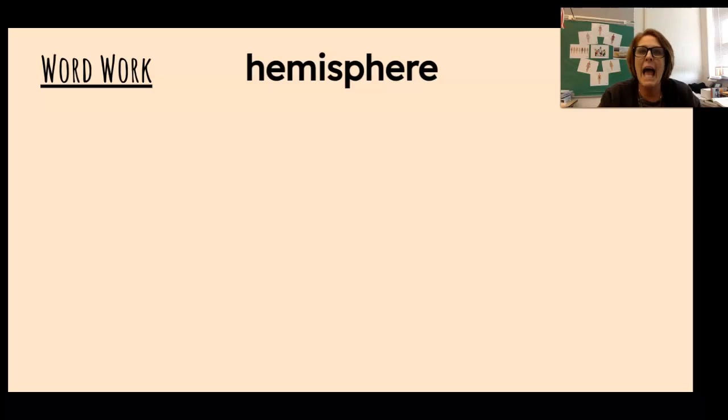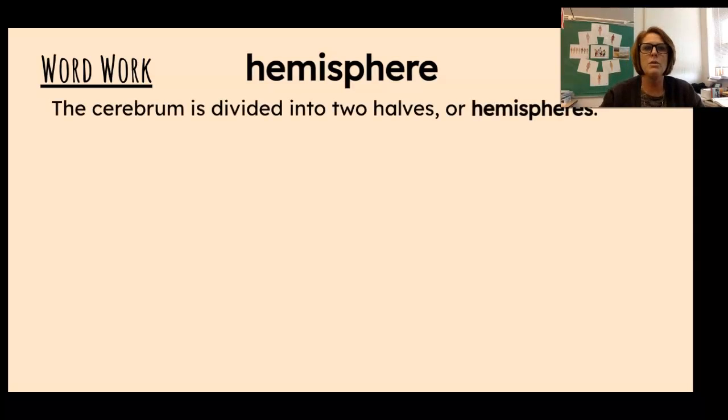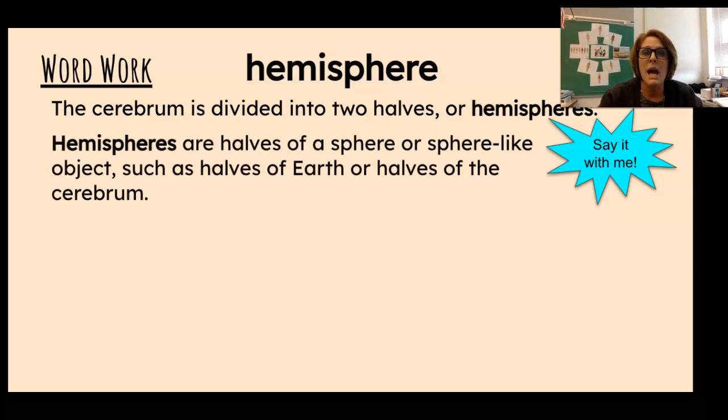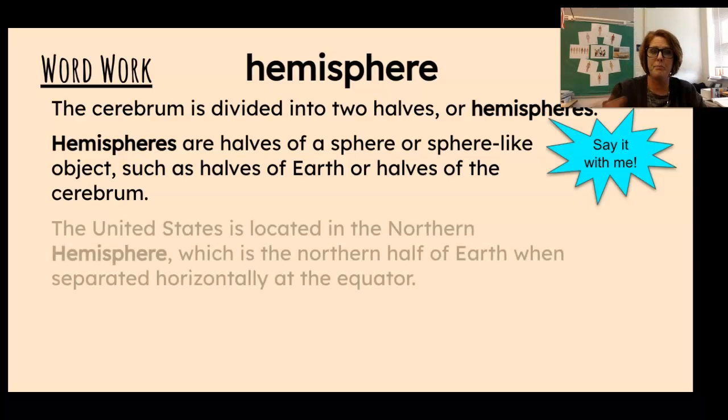Our word is hemisphere. So the cerebrum is divided into two halves or hemispheres. Say it with me. Hemispheres. So hemispheres means there are two halves. Hemispheres are halves of a sphere or sphere-like object, such as halves of Earth or halves of the cerebrum.